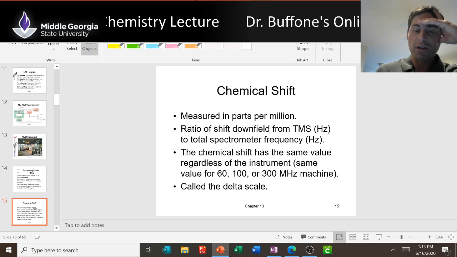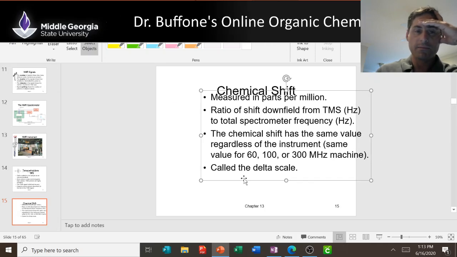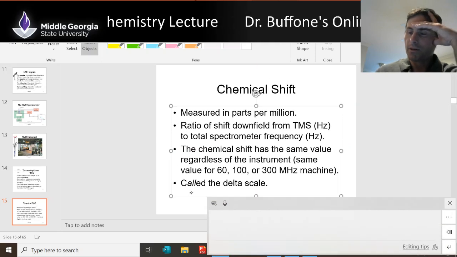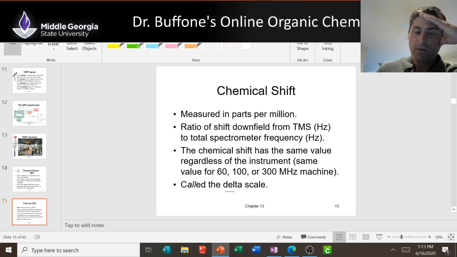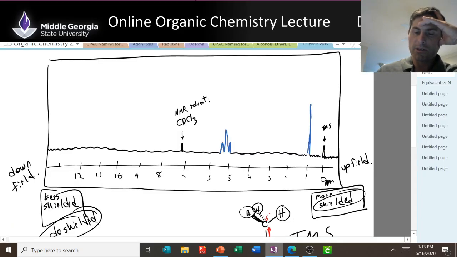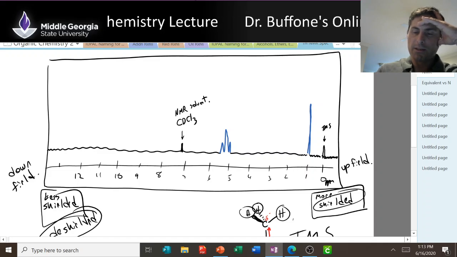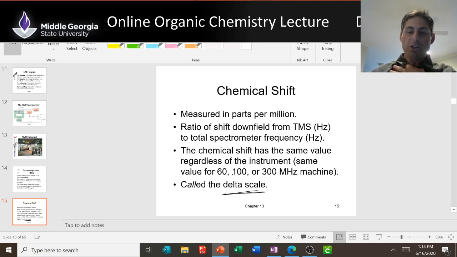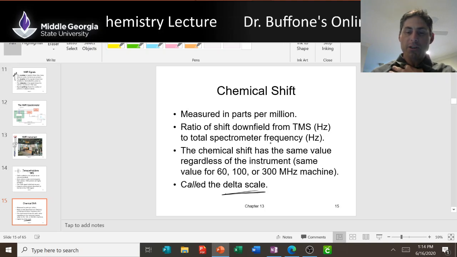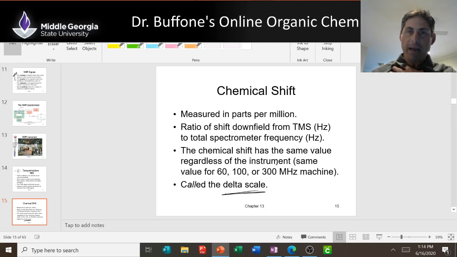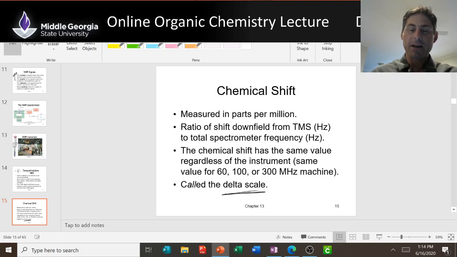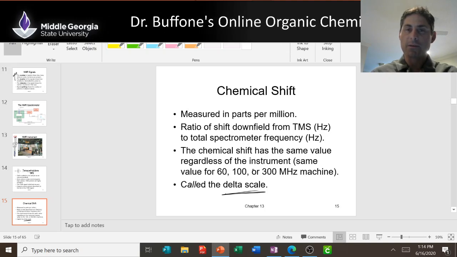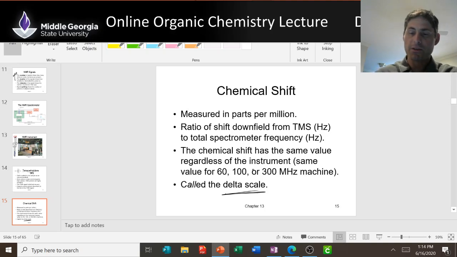All right, so we talked about chemical shifts. We're going to use something called the delta scale. Remember when I said 0 ppm, 1 ppm, 2 ppm? This is the delta scale. The reason we use this is that the signals might show up at different locations depending on the strength of the magnet. You can have an NMR with a 60 megahertz magnet, another with a 100 megahertz, another with a 300 megahertz, or a 600 megahertz.